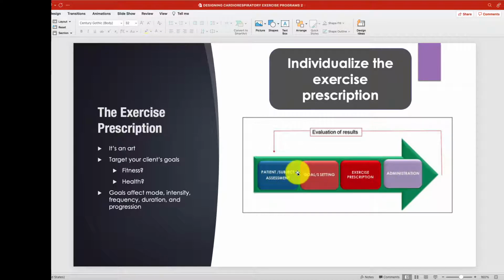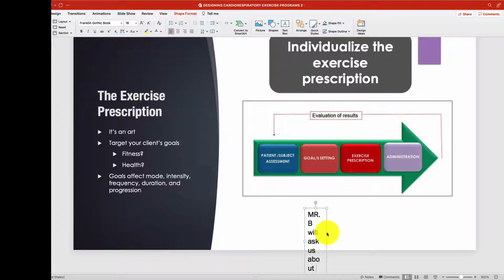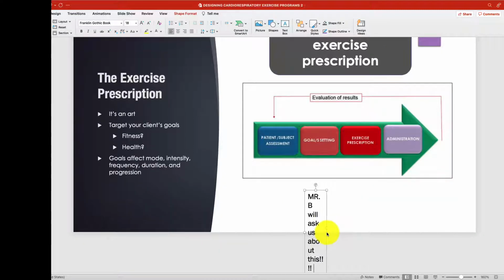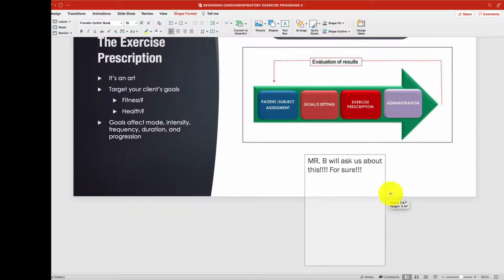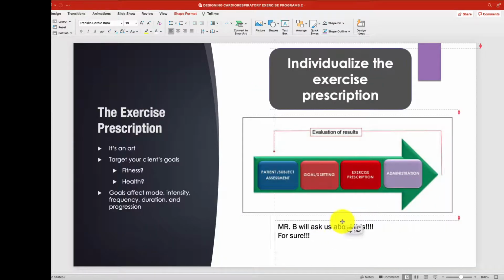So I want you to remember this slide. I want you to remember these steps because this is going to be an important component of your project that you're going to present to me. And just to show you how important that is, I'm going to put a note here that Mr. B will ask us about this for sure. Okay, so now it has been written into the archives, and I'm going to copy and paste this because I'm going to put this in other places.